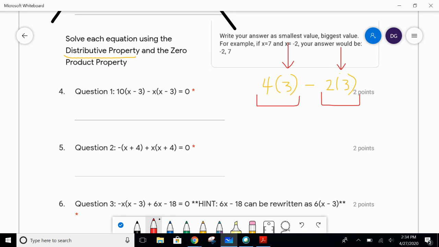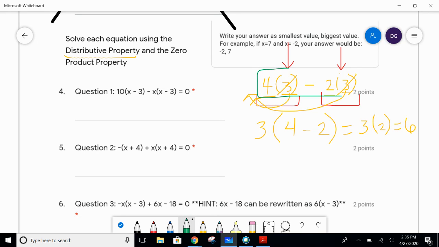So the opposite of the distributive property would say we can actually pull that 3 out of both of those products. If I pull that 3 out to the front, what I am going to be left with is just this 4 minus this 2. So all I have left is 4 minus 2. We're going to have 3 times 4 minus 2, which is 2, which is equal to 6.